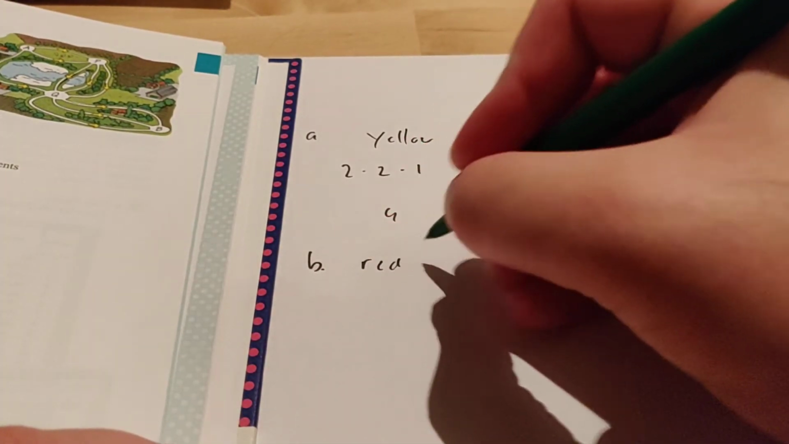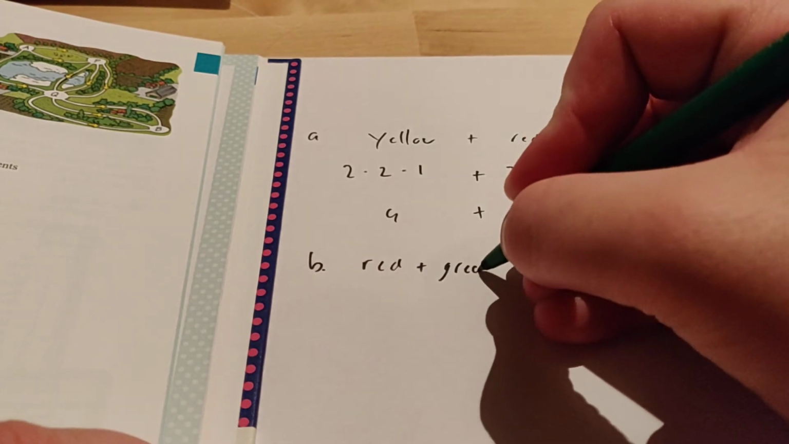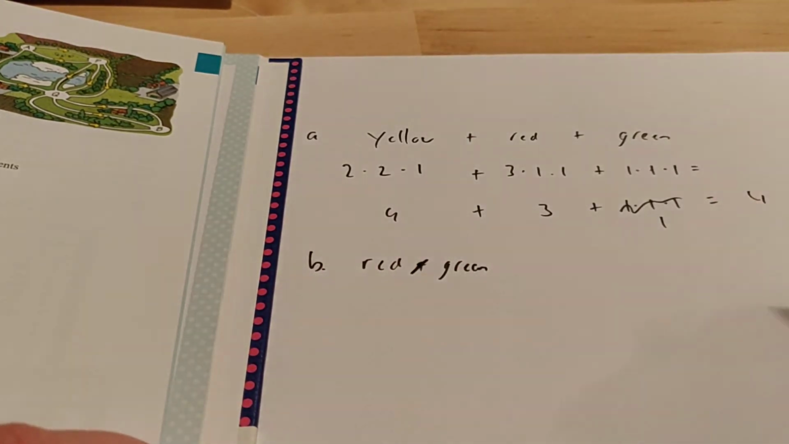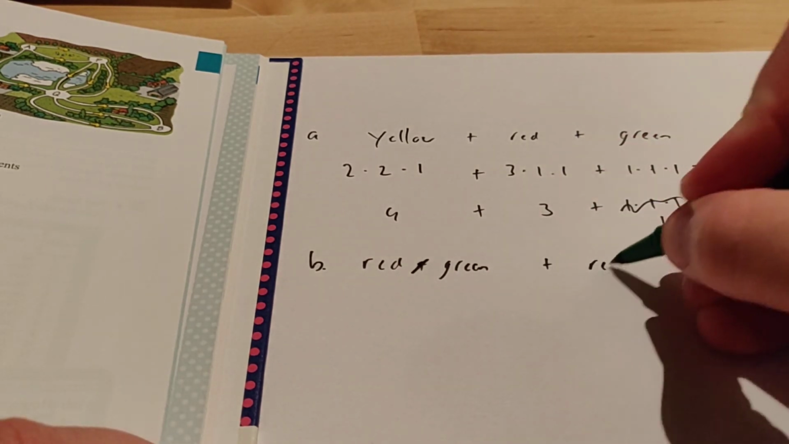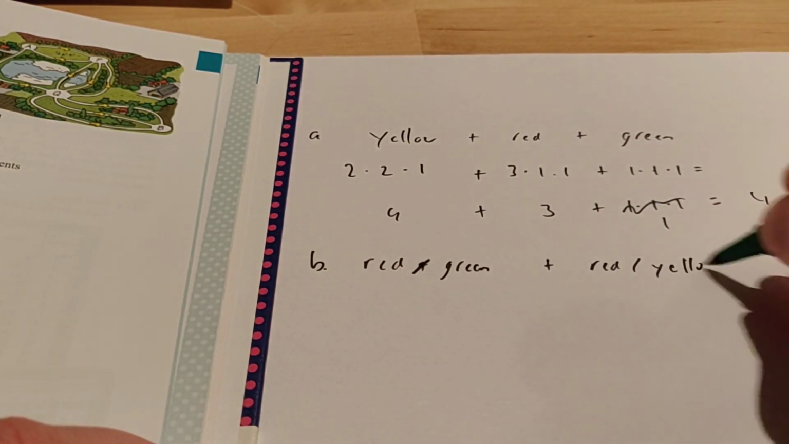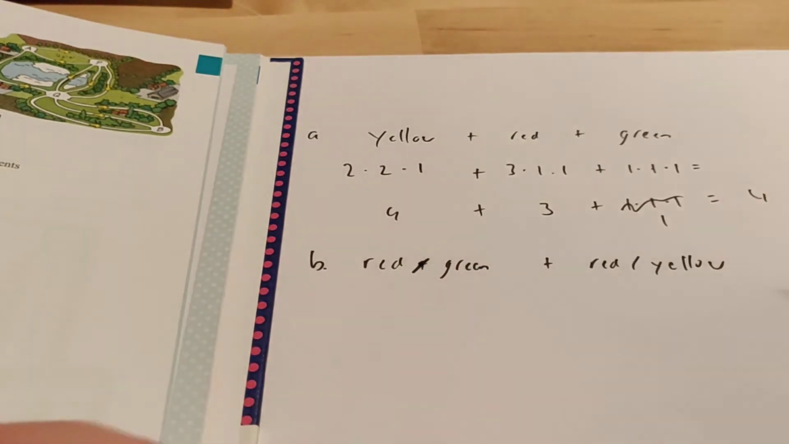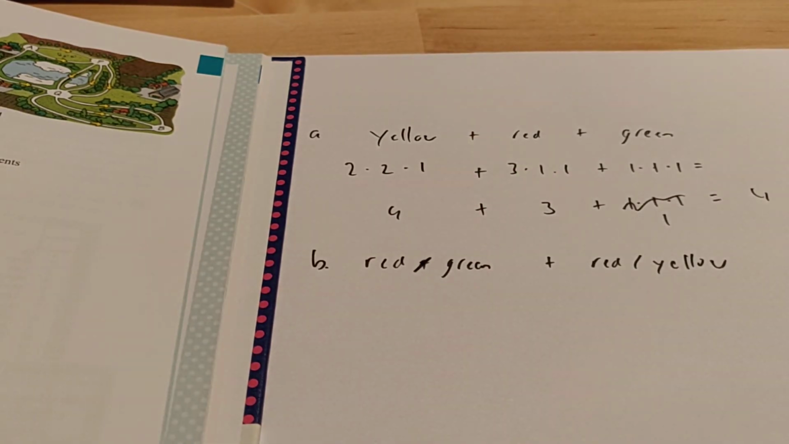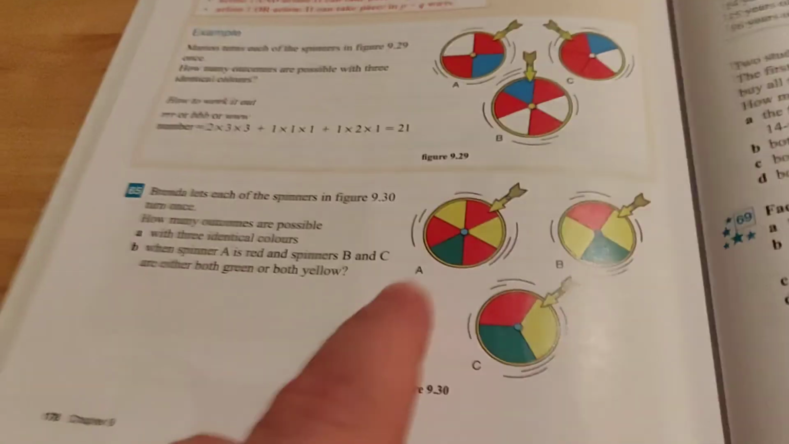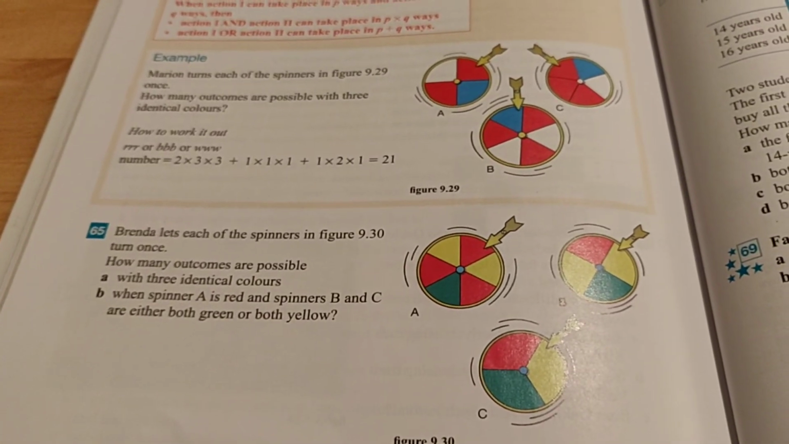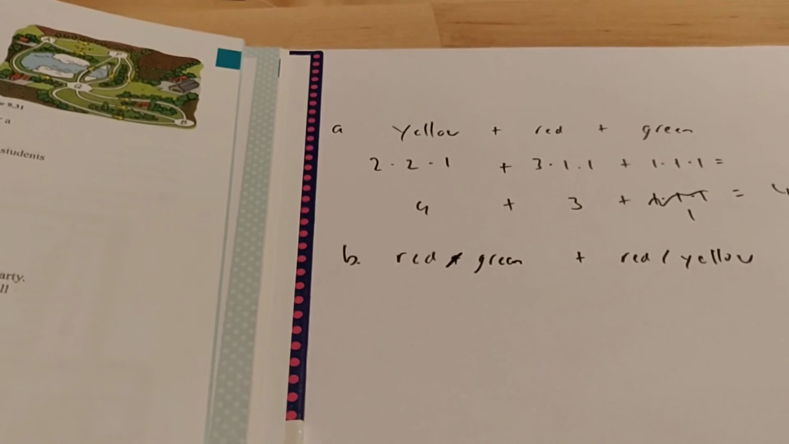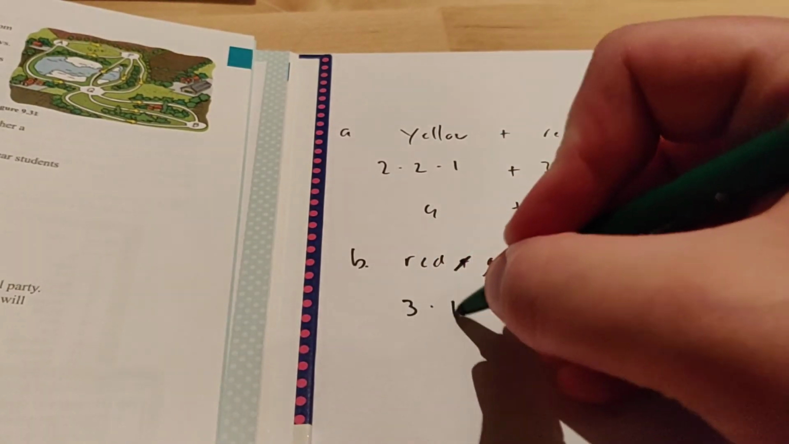So first I want to have the combination red and green. That's one combination. And then we also have the combination red and yellow. Now this thing over here, that's actually not something that you have to write down as long as your calculation is correct. If we go for the red-green combination, that means that the first spinner, so this spinner over here, must be red, so that's 3. And then the other ones must be green, so that's 1 times 1. So then here we have 3 times 1 times 1.